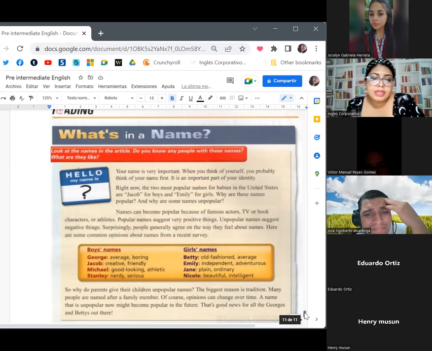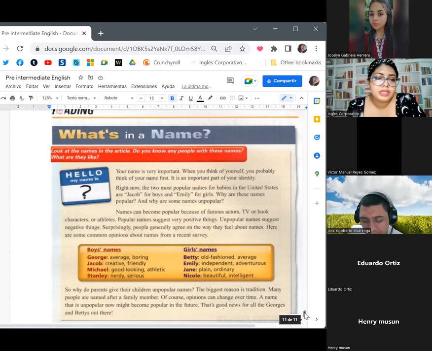Then it says Emily, independent, adventurous. Es independiente y aventurera. Jane, plain, ordinary. Es algo ordinario y no tiene mucho de dónde sacar, ¿verdad? And Nicole is beautiful and intelligent. Bonito, inteligente. So, why do parents give their children unpopular names?